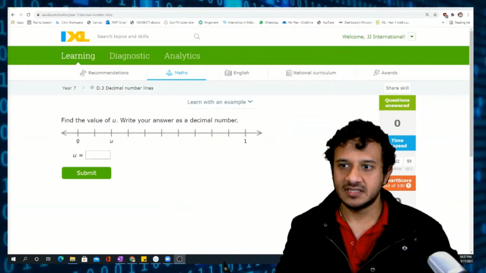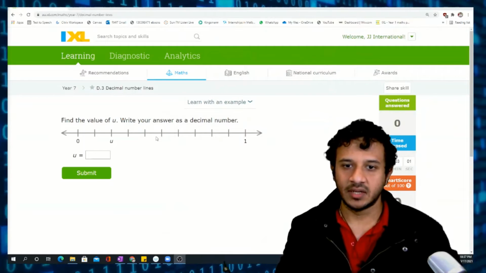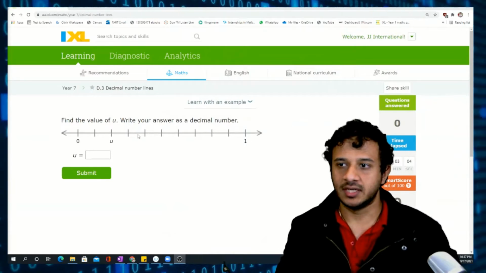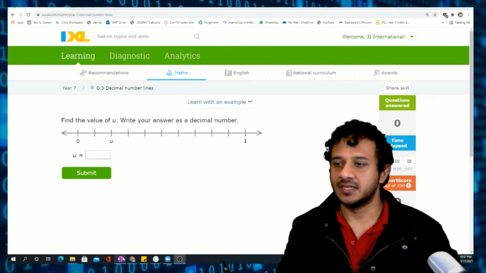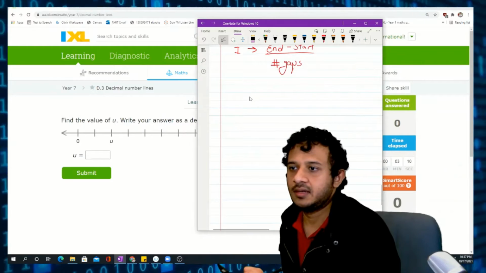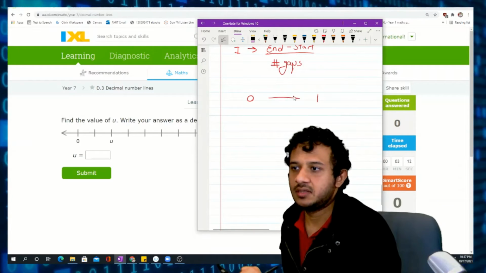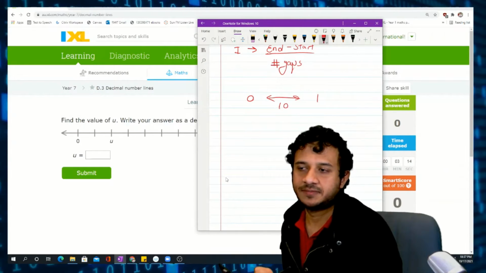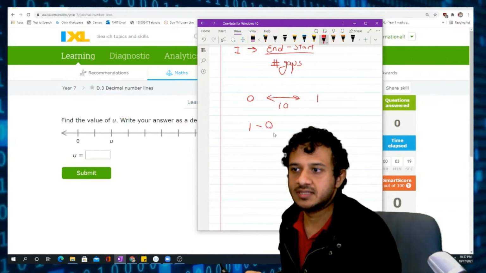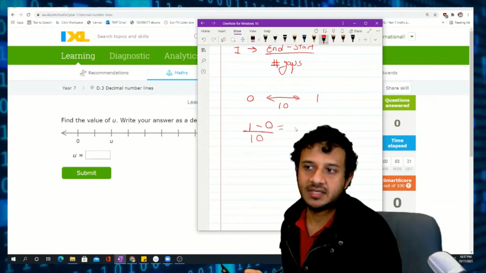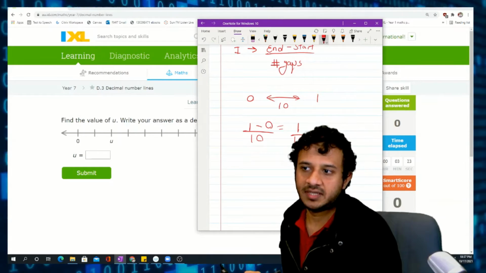I can see it's starting from 0, ending at 1. How many gaps are there? 1, 2, 3, 4, 5, 6, 7, 8, 9, 10. 10 gaps are there. So from 0 till 1, there are 10 gaps. So what should I do? End value, which is 1, minus the 0, divided by 10. 1 minus 0 is 1, divided by 10.